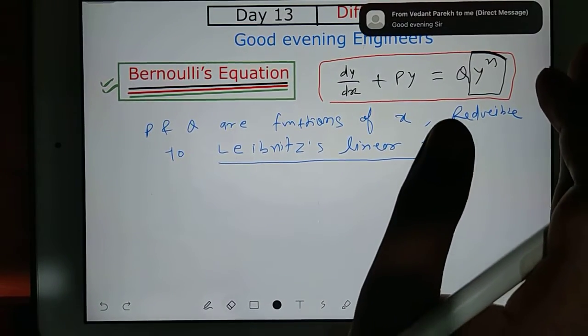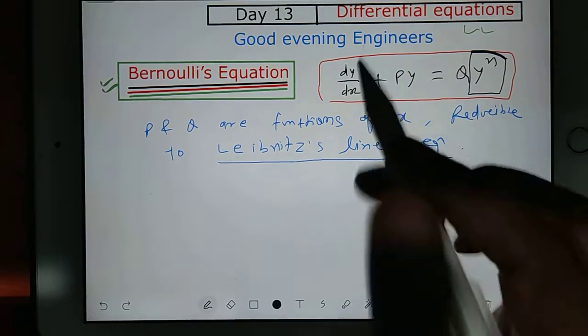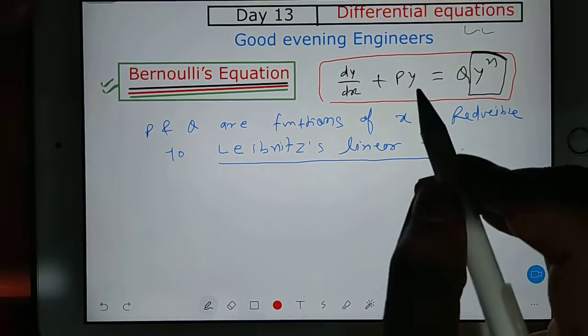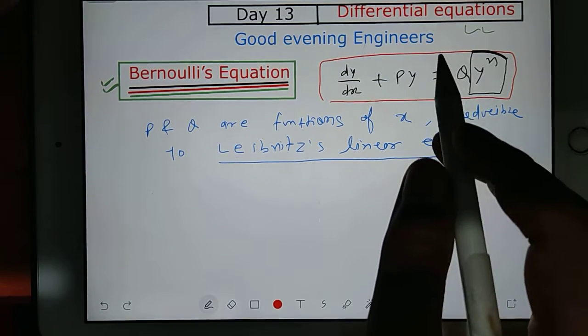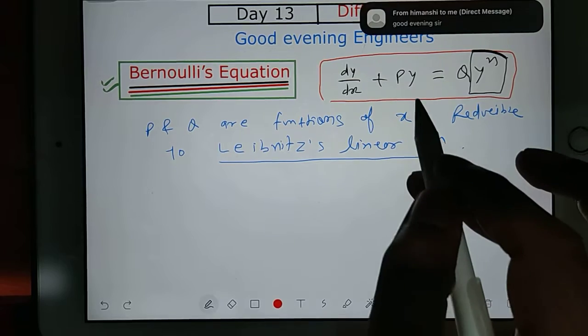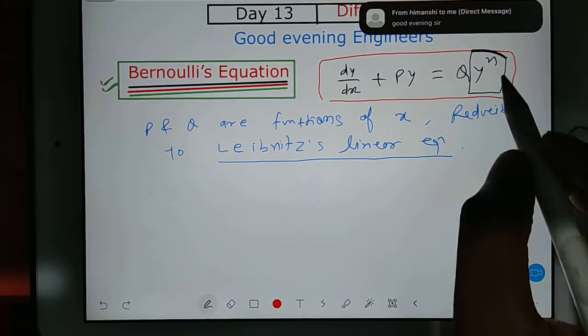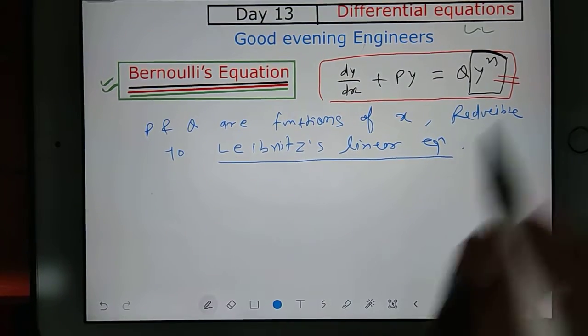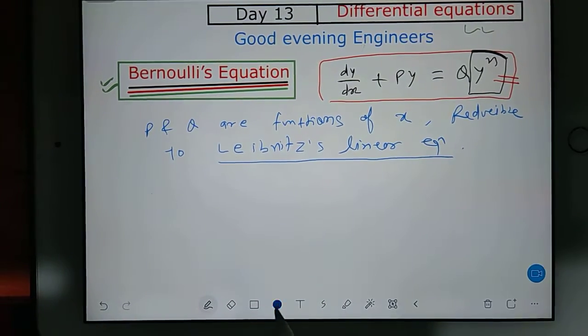So it will be your Bernoulli equation. Now in the Bernoulli equation, we have to simplify this Bernoulli equation to the Leibniz linear equation, and after that we will continue in the same way we discussed in the last class. So in this case, what should we do? We have to remove this part from here. For that purpose we have to divide this equation throughout by y power n.